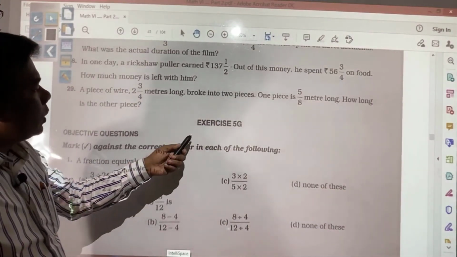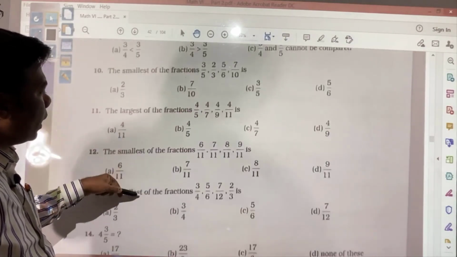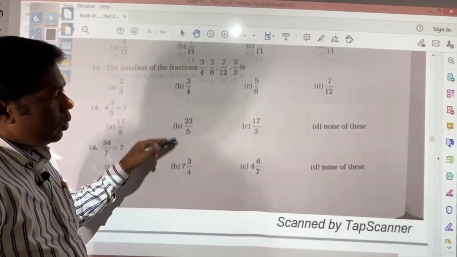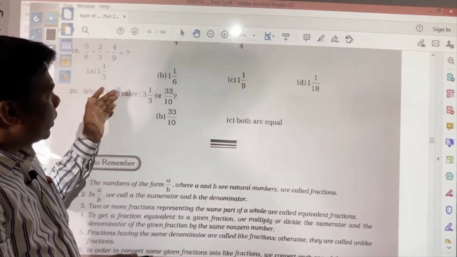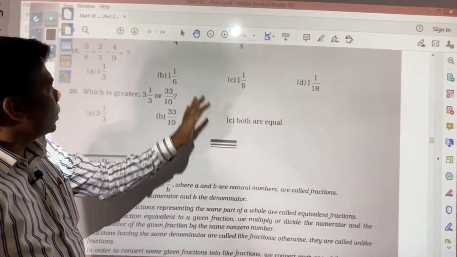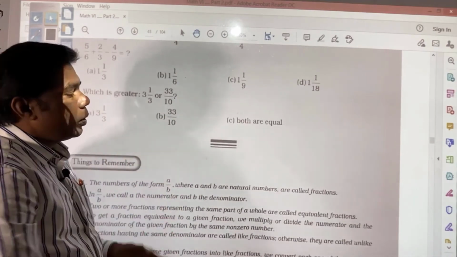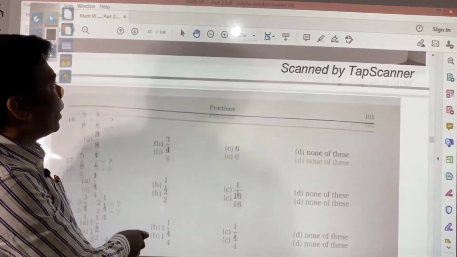Next exercise you see, exercise 5G. All the objective questions whatever have been given, each and every question you must do in your notebook. And these are so easy because all the questions have been taken from previous exercises only. So I don't think any problem will be there. But each and every question must be there in your notebook. So in this way we have completed the chapter fractions.